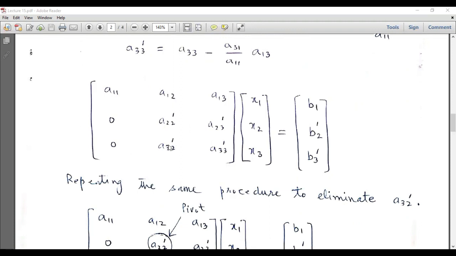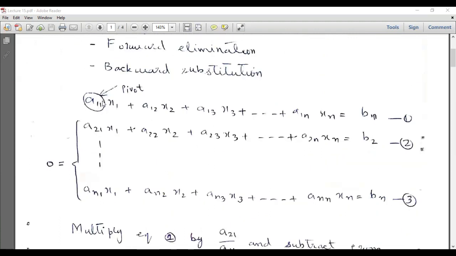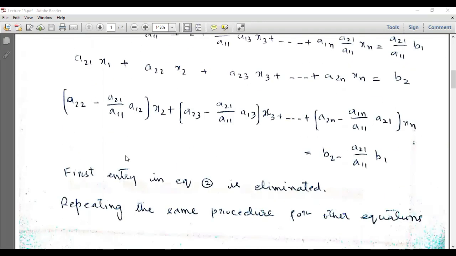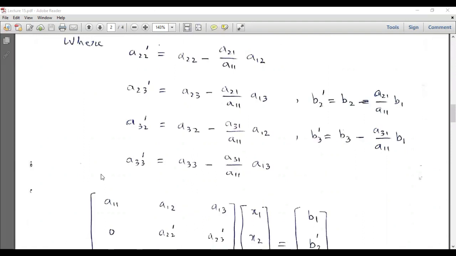So now we have to make this entry equal to 0, and for making this entry equal to 0, we will use this second equation. So this entry a11 is actually called the pivot. Okay, so we have to divide the first equation by a11 and multiply it by a21, if we are eliminating the first entry of the second row. If we are eliminating the first entry of the third row, then we will multiply the first equation by a31 over a11. So a11 is common, so that is called the pivot. So if we use a11 as the pivot, these entries of the first column will become equal to 0.